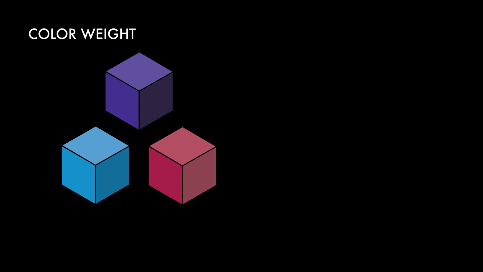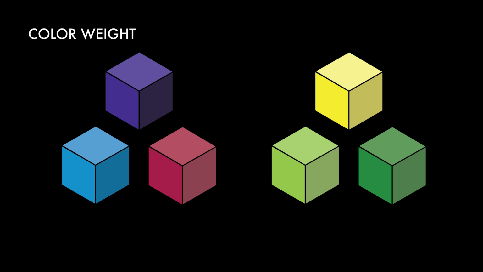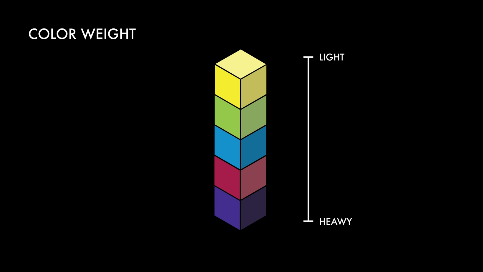The third perceived color quality is color weight. Notice how objects of same size in violet, blue or red appear heavier than objects in yellow and green. This is useful to know when stacking colors above each other. If you put the heavier colors on the bottom and the lighter colors on top, the composition will look more stable.